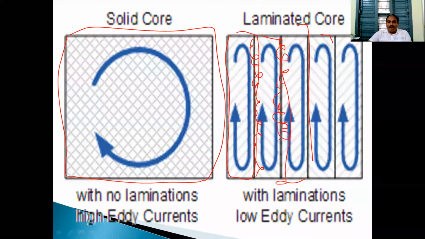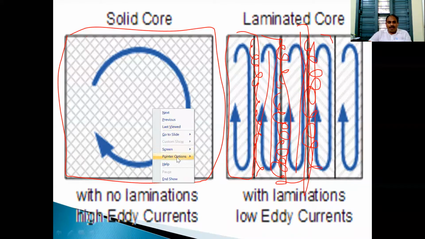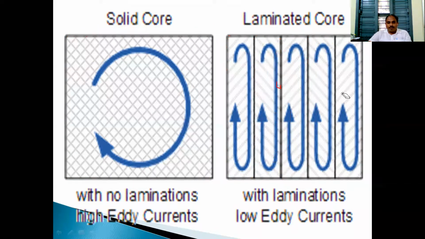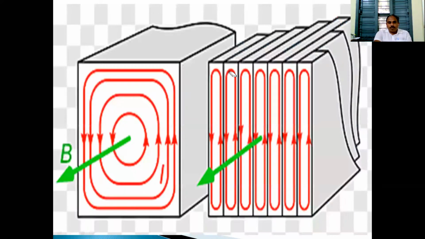The core is laminated, and the laminations are insulated from each other. This is the insulation. Look at the insulation provided in the middle here. The core is laminated and the laminations are insulated from each other to reduce the eddy current losses. Same: single solid piece, laminated piece.